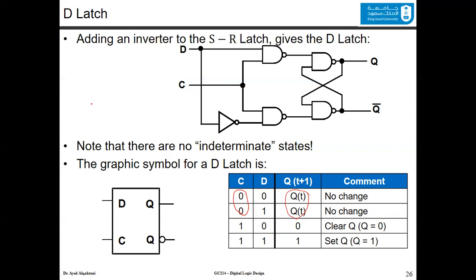Whenever the clock value is 0, you are storing. Whenever the value of the clock is 1, you are passing the value of D, whatever the value of D becomes in the output. This is from the clock point of view. If this is the clock, low is storing, high, you pass the value of D to the output Q.